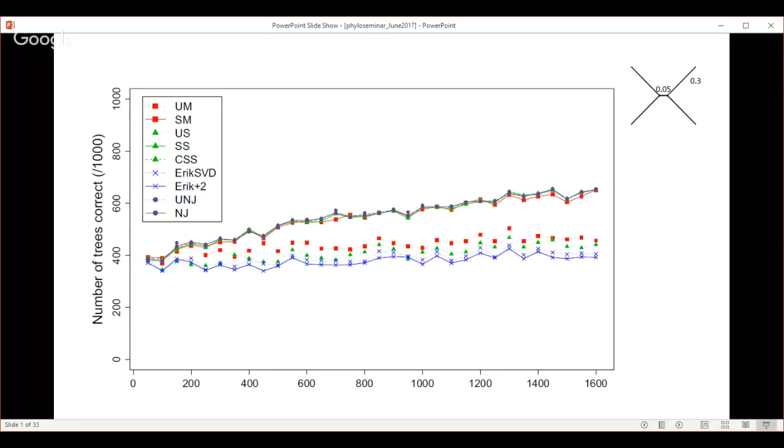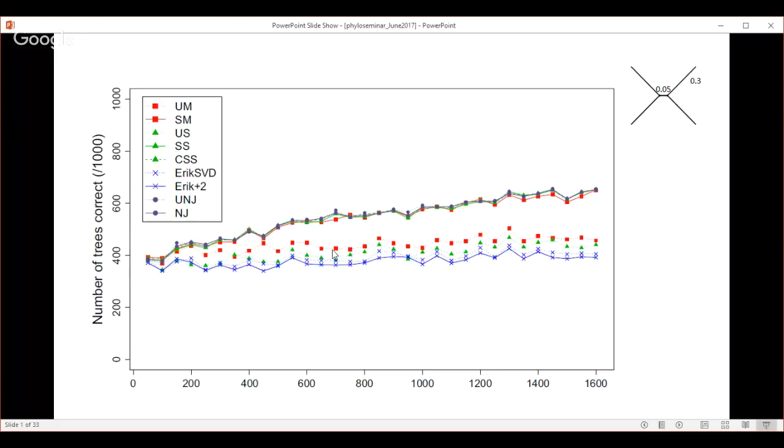Cool. So we did a few different simulations. This first one is on a balanced but probably difficult tree, where you've got a short internal edge and four fairly long pendant edges. Here you can see a set of good methods and a set of not good methods. The ones that are good are all the ones with this property three, that is, making use of the fact that this is coming from a continuous time process.